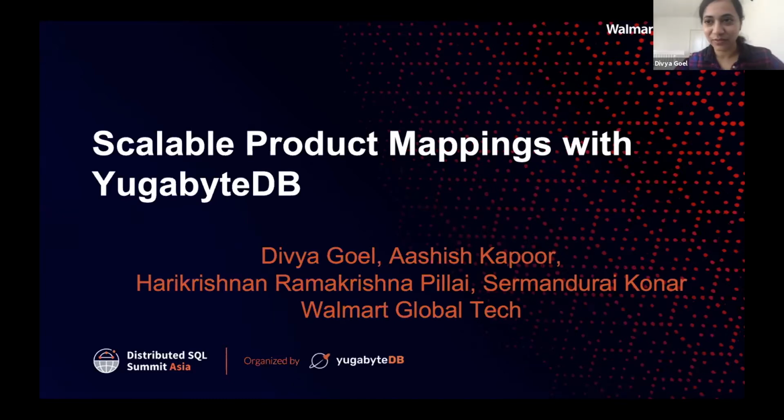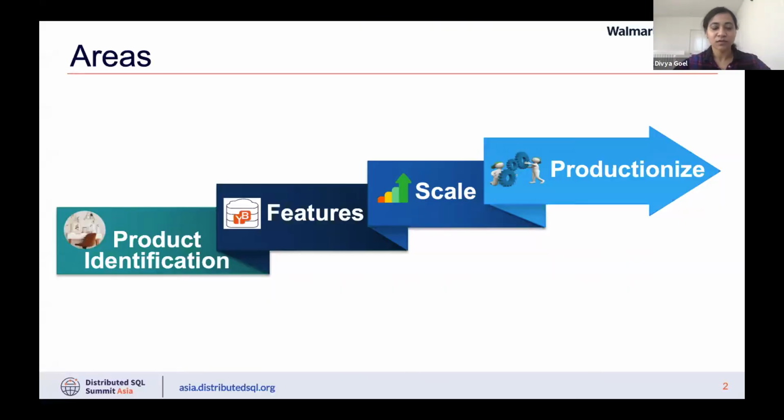Cool. So I'll go ahead. We'll be covering the following areas: product identification, the problem that we had, where we were looking for a good database to fit our use case, the features of Yugabyte DB that fit our use case, the scale at which we are operating, and how we productionized and the challenges faced during productionization. Ashish will be covering that. We will take the Q&A at the end.